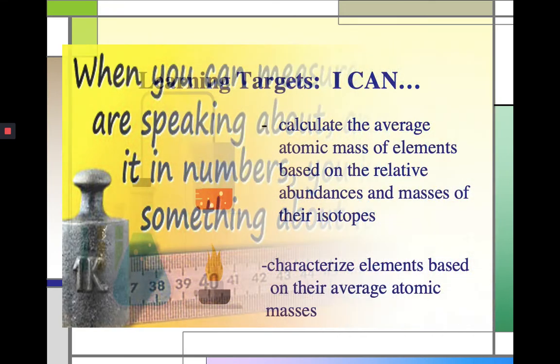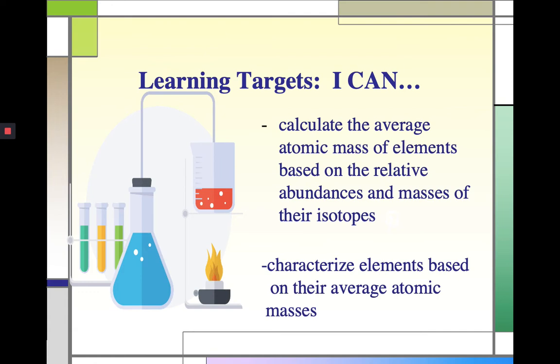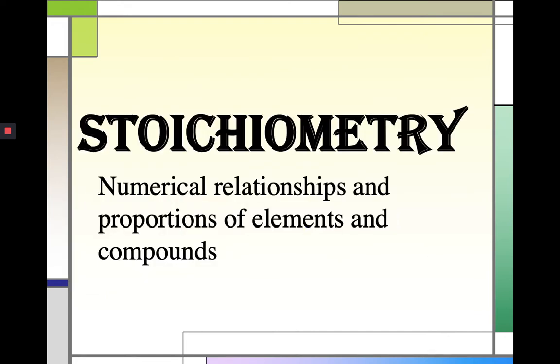Okay, so for our first learning target, we will be dealing with the most basic concepts. So for now, we will be calculating the average atomic mass of elements based on the relative abundances and masses of their isotopes, and characterize elements based on their average atomic masses, right? So when you talk of stoichiometry, the simplest definition is that it deals with the numerical relationships and proportions of elements and compounds. Okay, it deals with numeric relationships in chemical compounds, so that's why you have quantities in chemical formulas and numerical relationships in chemical reactions.